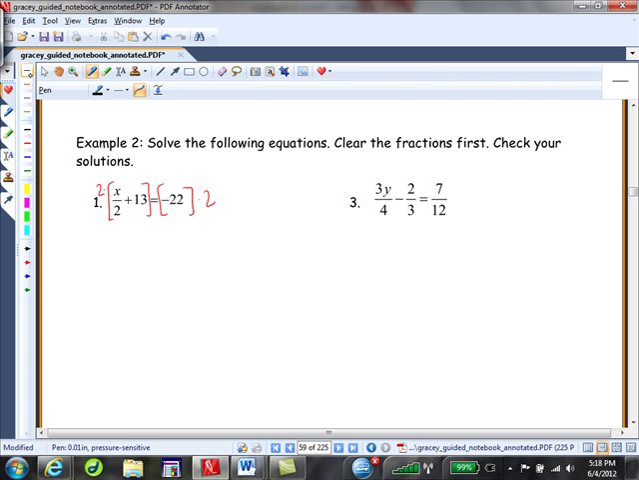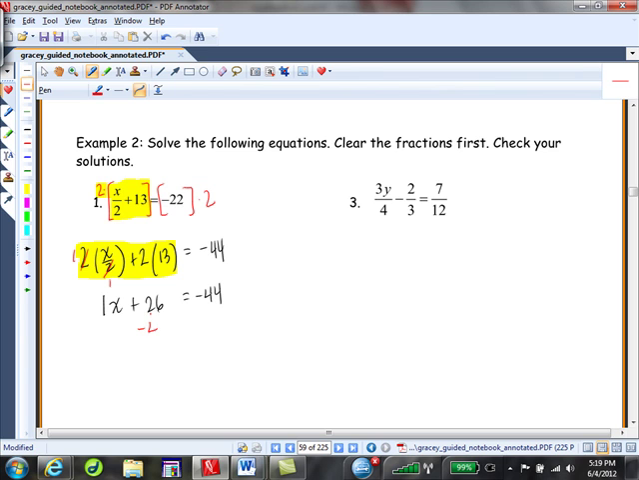So this would give us 2 times x over 2 plus 2 times 13. It's important to write the line that I'm writing. And then 2 times negative 22 is negative 44. It's important to show the distributive law, because the main mistake that students make on problems like this is they forget to multiply the second term by 2. Right? So then 2 times x over 2, do you guys see the 2's will divide out, and we'll get x plus, well, I guess we could write 1x plus 26 is equal to negative 44.